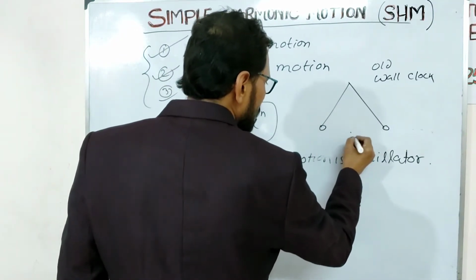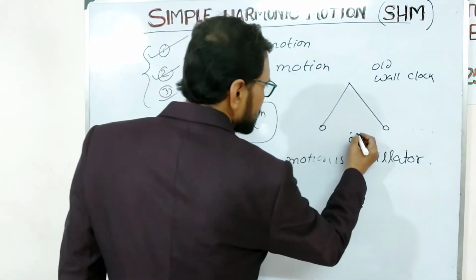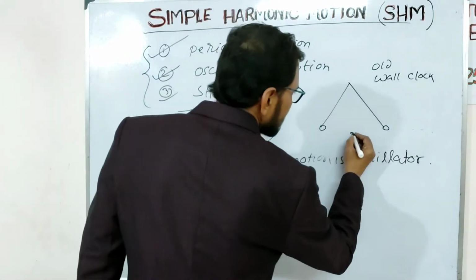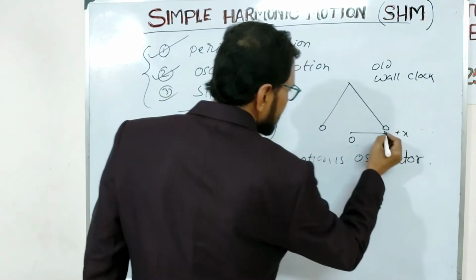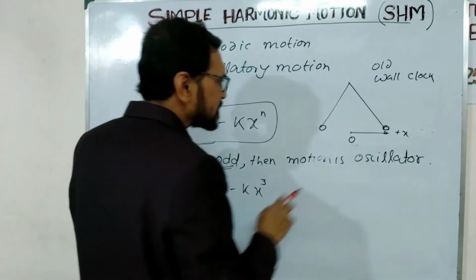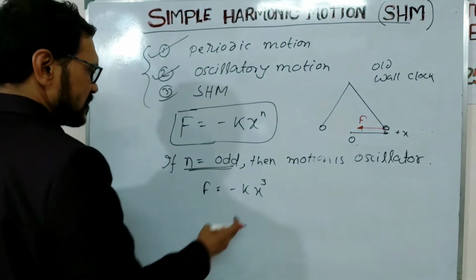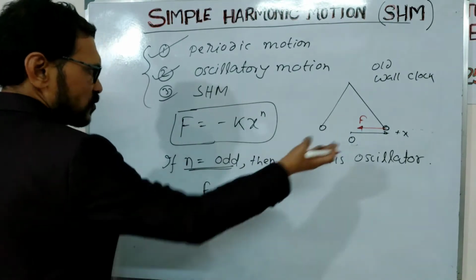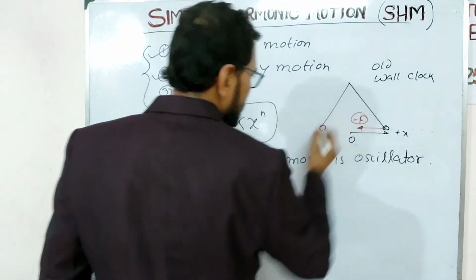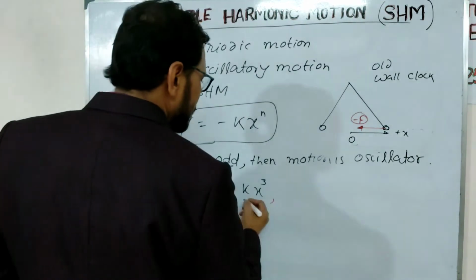Here O is the midpoint, and if the bob moves in this direction, x is positive, plus x. What is the direction of force? The force direction is along this direction. So F and x are opposite. If x is positive, F is towards negative.